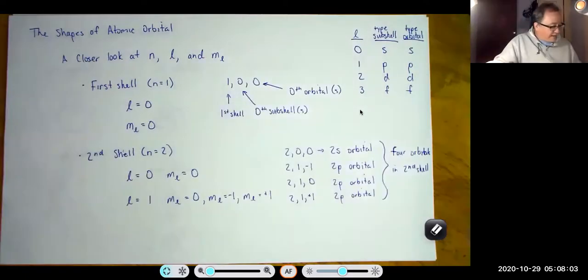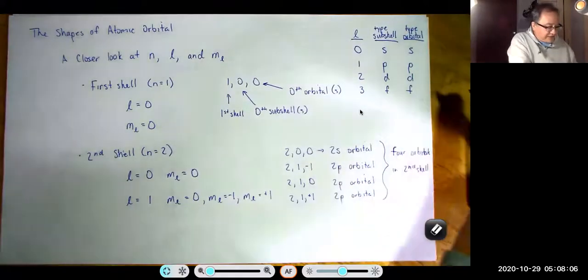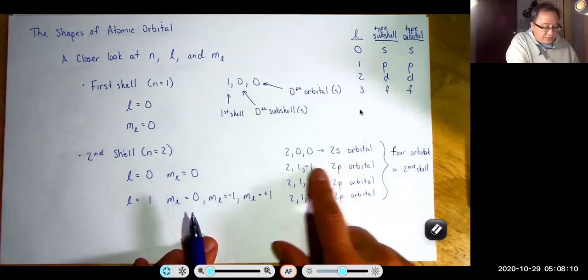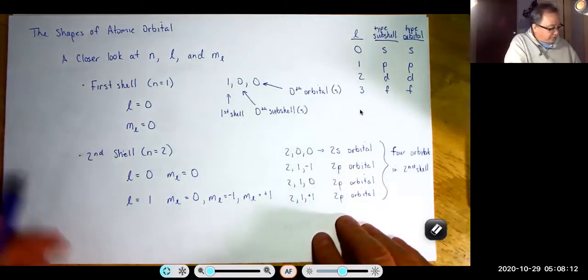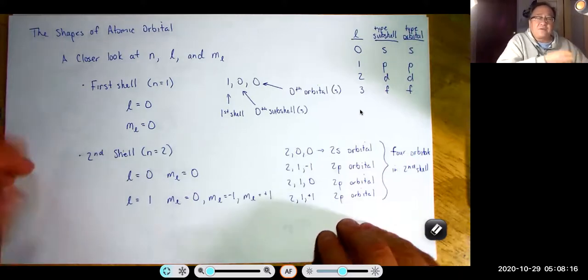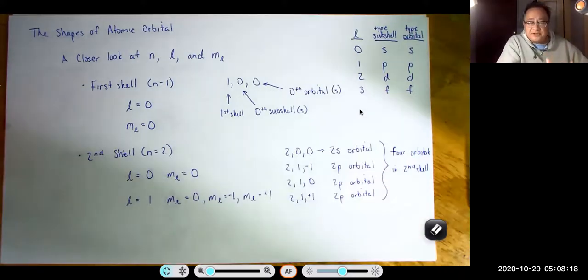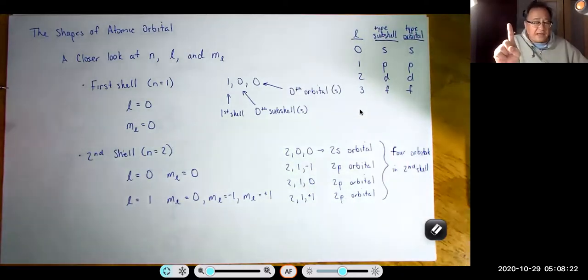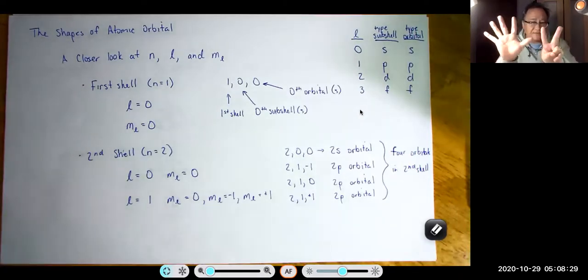Same thing if you have the second shell. The second shell, how many 2s orbitals? 1. How many 2p orbitals? 3. So that's something you want to put into the bank: the number of orbitals you'll find in a particular subshell. An S subshell, 1 orbital. A P subshell, 3. A D subshell, 5. An F subshell, 7.